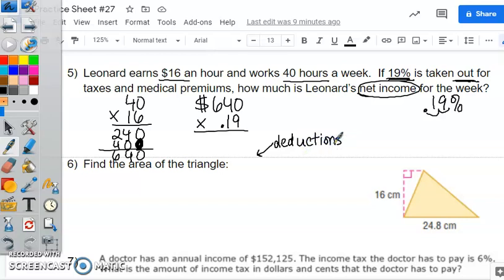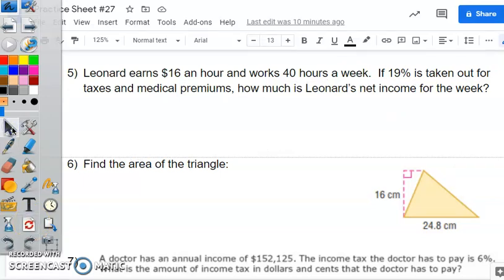So your job, I'm assuming this will be a decimal, is to say, oh, I don't get to keep all $640, so I'm going to subtract that number to find the net income. Okay? So I'm baby stepping you through this. I started, we get 640. We're going to multiply by 0.19 to find the deductions and subtract the deductions to see what we get to keep, which is the net income.